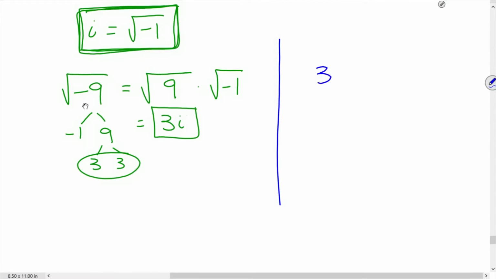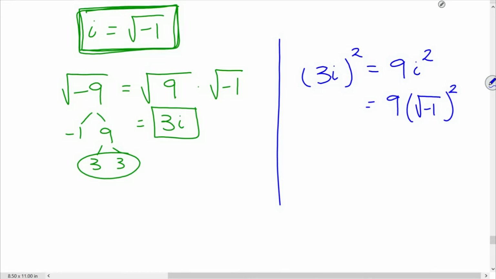So if I take 3i and I square it, then I'm going to square 3. 3 squared is 9, and i squared is something. Well, if worse comes to worse, you can remember that i is the square root of -1.